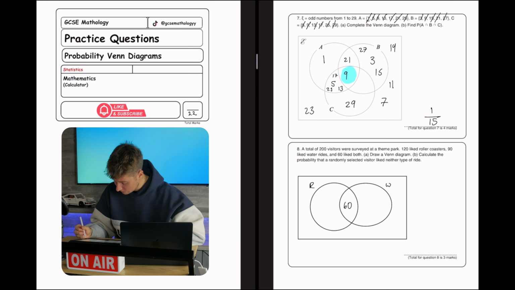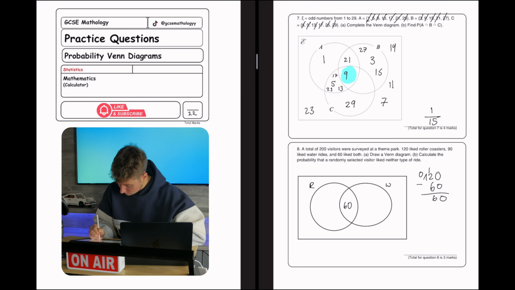We've got 200 visitors, 120 like roller coasters, but of those 120, 60 like both, so we need to subtract them to give us 60. And then 90 liked water rides, but of those 90, 60 liked both, so we need to subtract them. 9 minus 6 is 3, so that's 30. And then we've got 60 plus 60, which is 120, plus 30, which is 150, and then 200 subtract 150 is 50. So that goes outside.